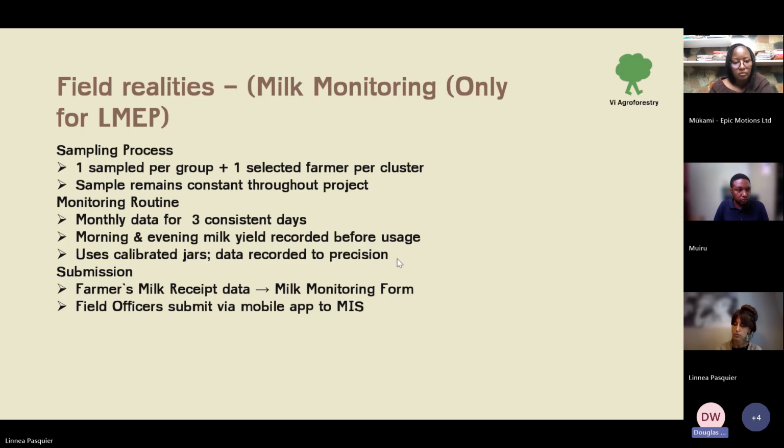Once they have the milk in the jar and have done the recording, that information is transferred to the milk receipt data. Then a copy of the receipt is transferred to a milk form. The milk form, which is now with the field officer, is submitted via a mobile app to the MIS. So basically, that is what happens. Thank you.